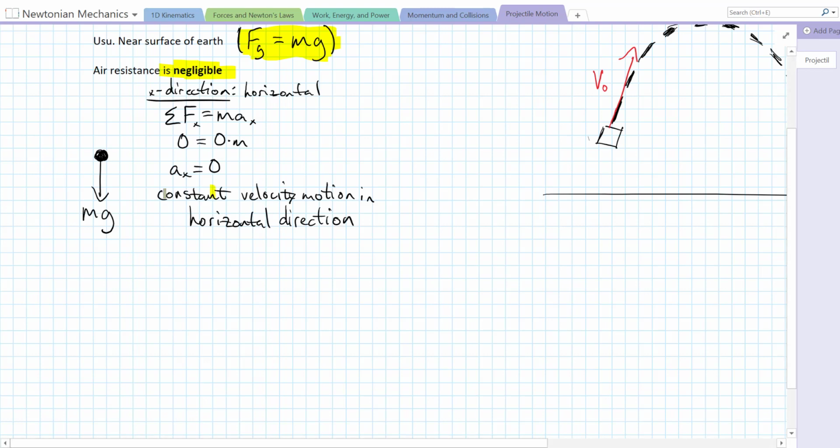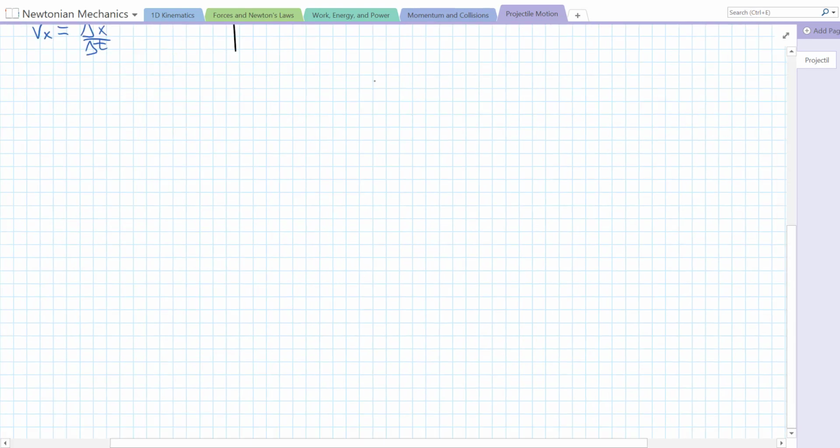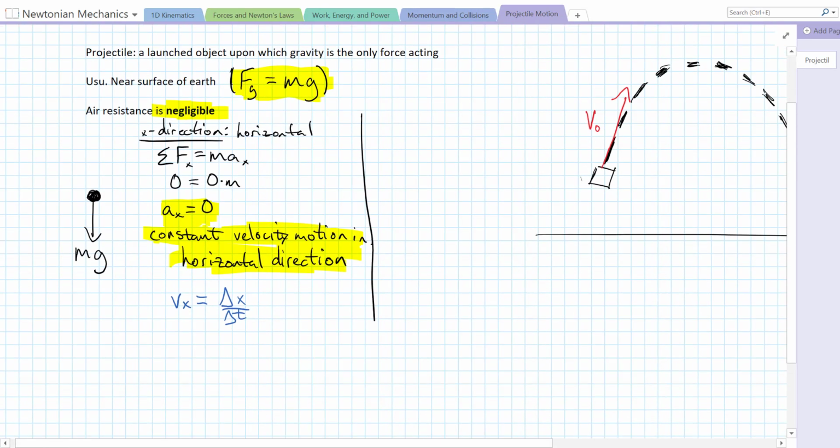This is hugely important, and this is great. If we have constant velocity motion, then there's really only one equation that governs the kinematics of our motion, and that is our velocity in the x direction is equal to our displacement in the x direction over time. Speed is distance over time. Now, in the vertical direction, the y direction, we do have a force. So let's analyze the motion in the vertical direction.